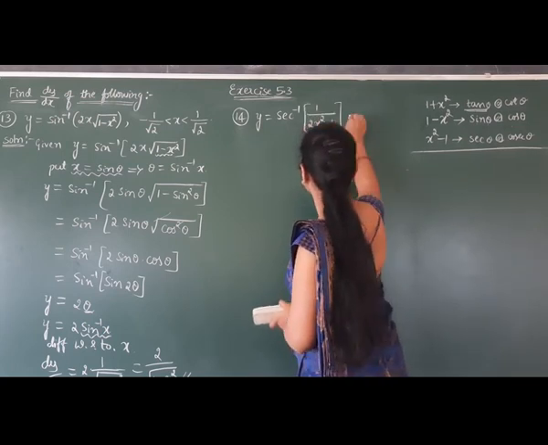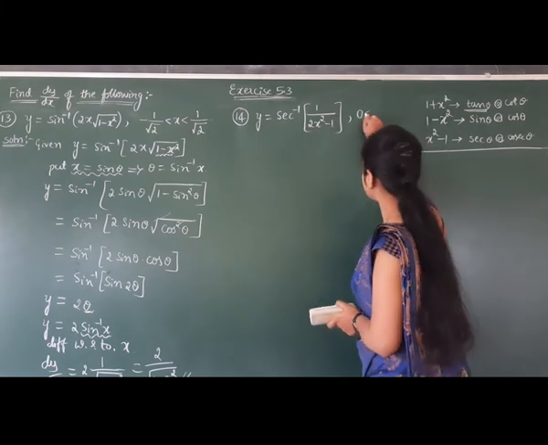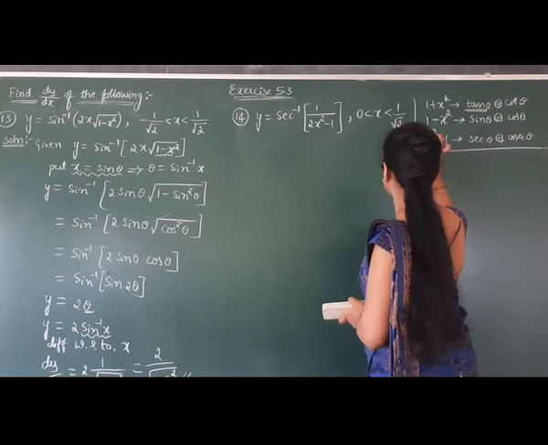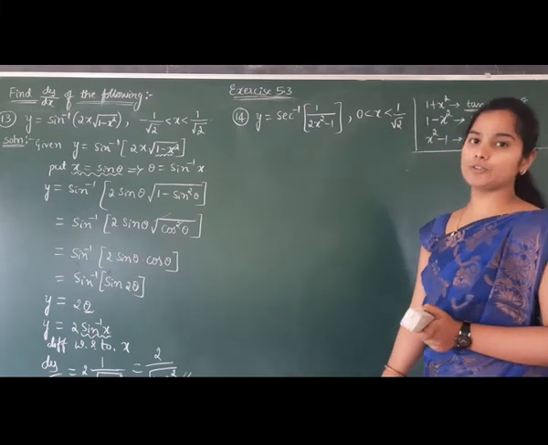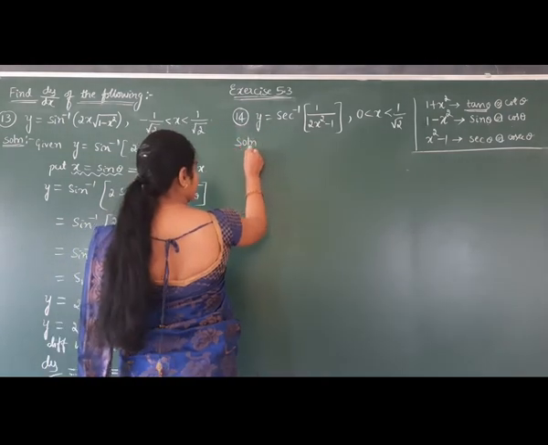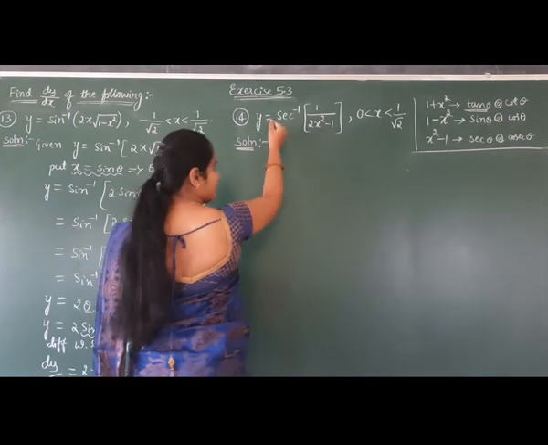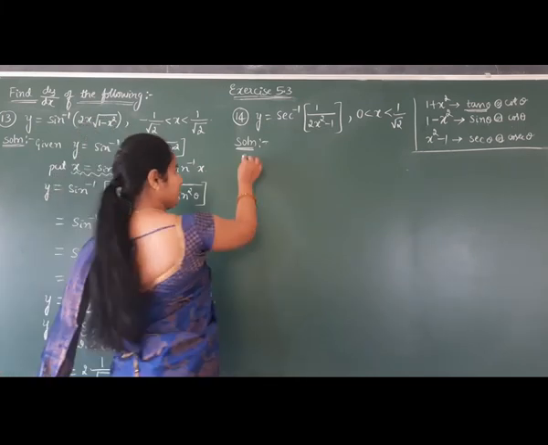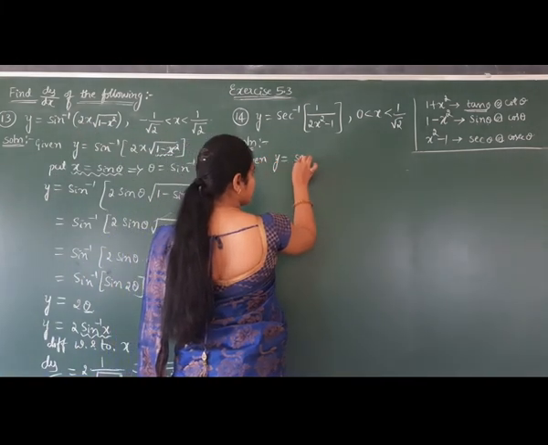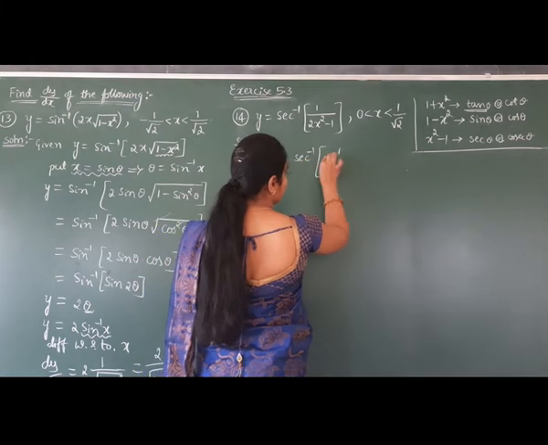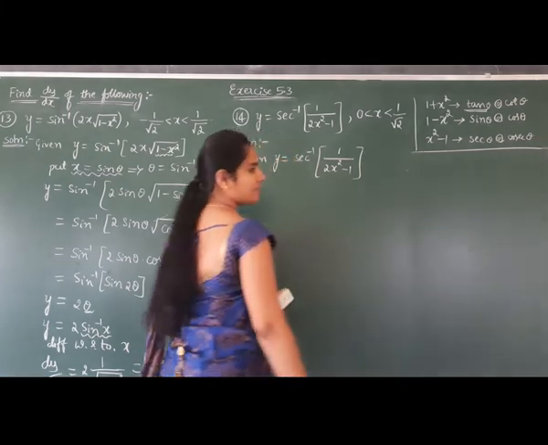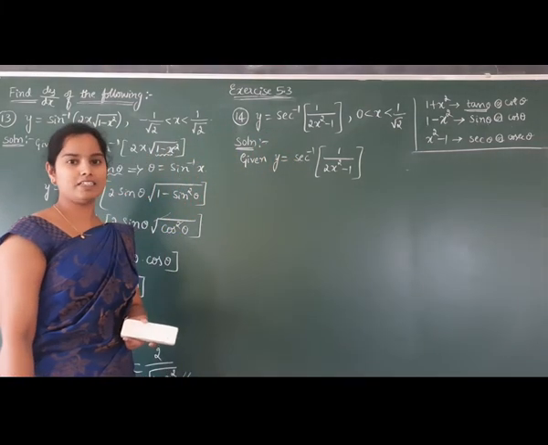Okay, so the next question: y is equal to secant inverse of 1 divided by 2x square minus 1, where x lies between 0 and 1 divided by root 2. So the solution is, first we consider the given function, that is y is equal to secant inverse of 1 divided by 2x square minus 1.